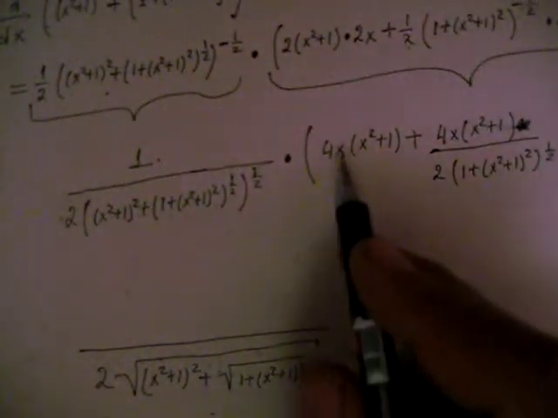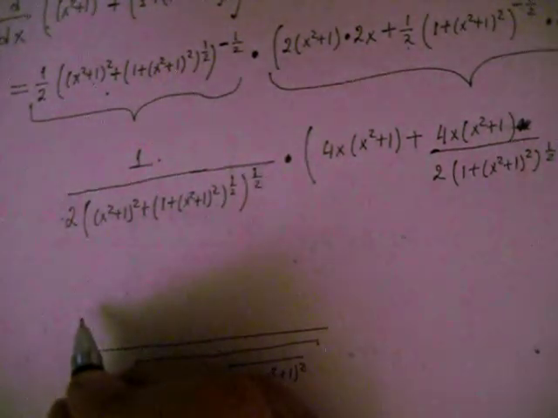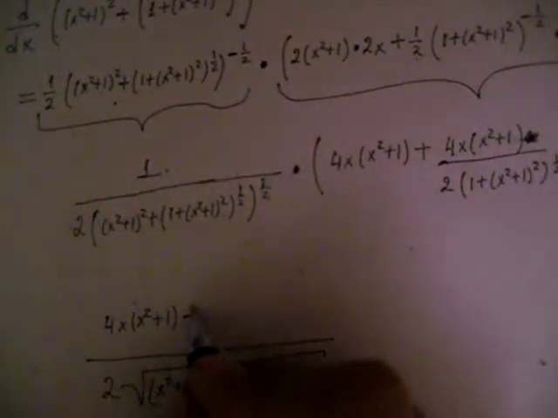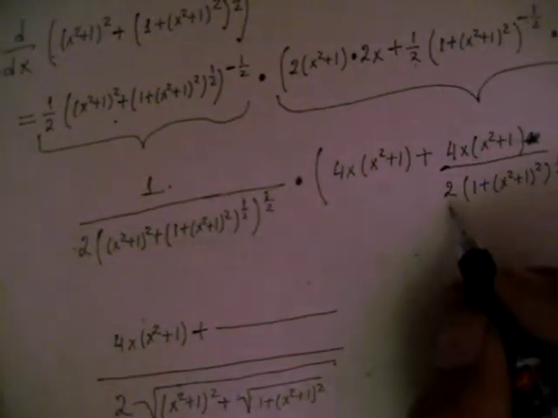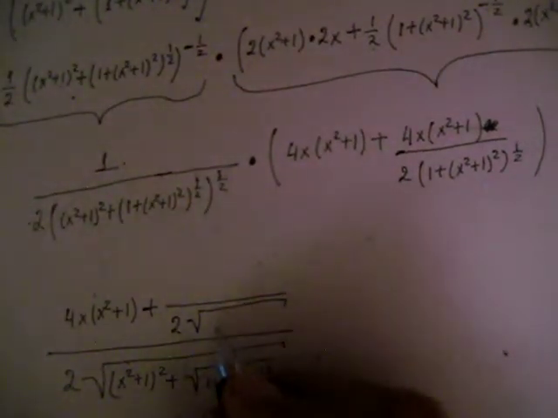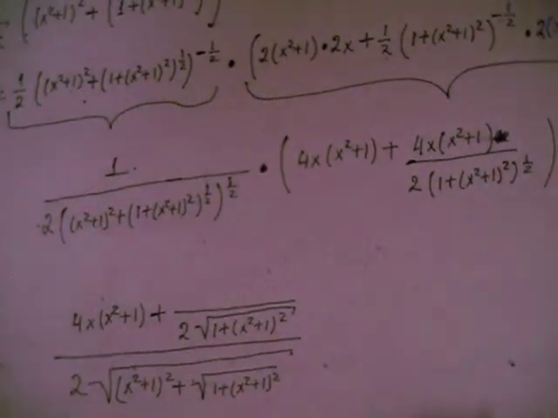In that case, we will have this first term. So in the first term, we have to multiply it, right? Okay, that will be 4x times x squared plus 1. This is our first term. Plus, and we have another fraction. And in the denominator, we will have this denominator. So 2 times square root of 1 plus x squared plus 1 squared. Okay, and our numerator will be this expression.